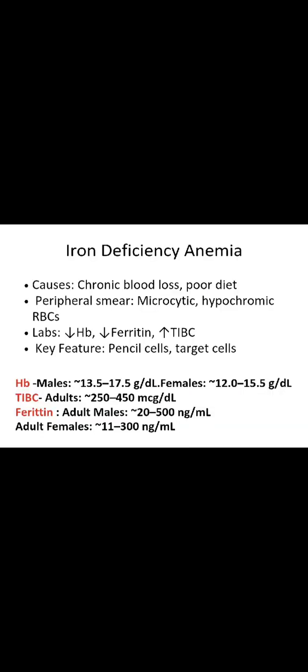Now moving on to each anemia in detail. So first is most important anemia, iron deficiency anemia. So causes can be poor diet, lack of the iron and chronic blood loss. Mainly peripheral smear will show microcytes and hypochromic RBCs. We will see peripheral smear in further slides. Key feature is pencil cells and target cells, and labs will be hemoglobin will be low, ferritin will be low and total iron binding capacity will be higher than normal.